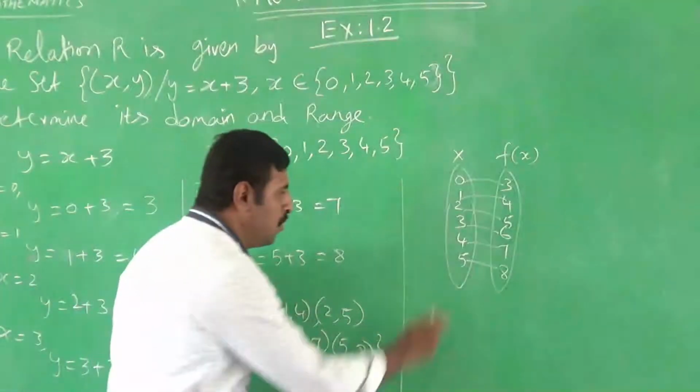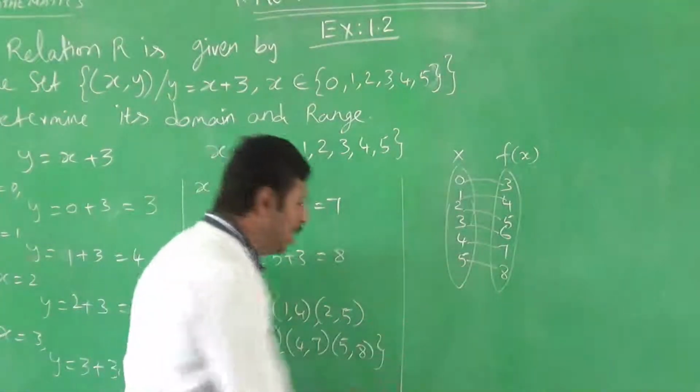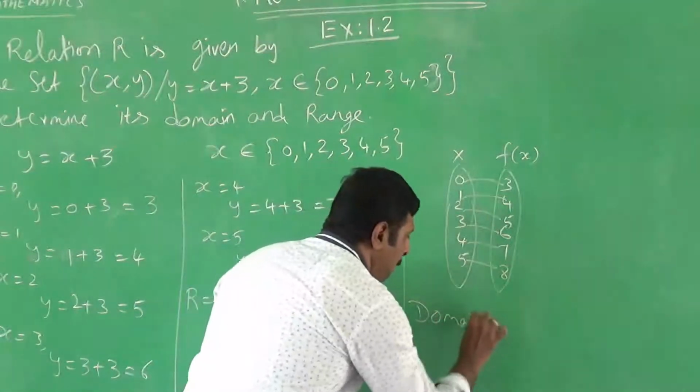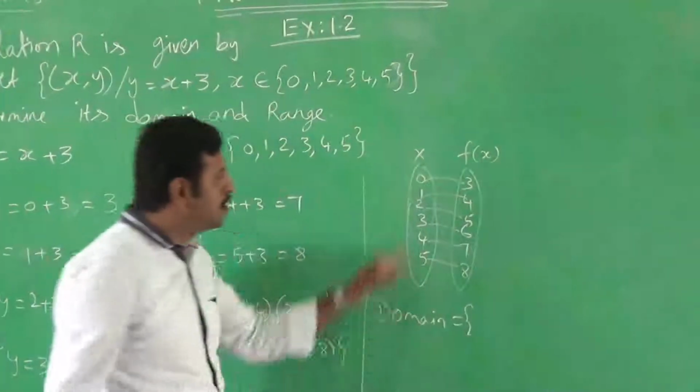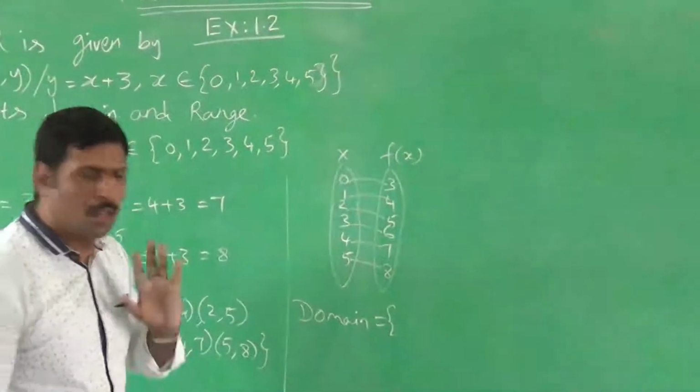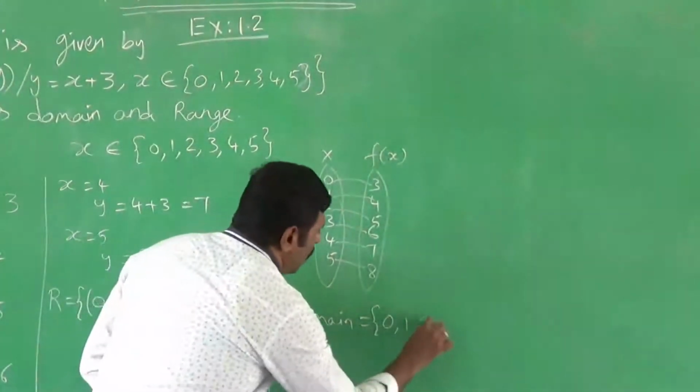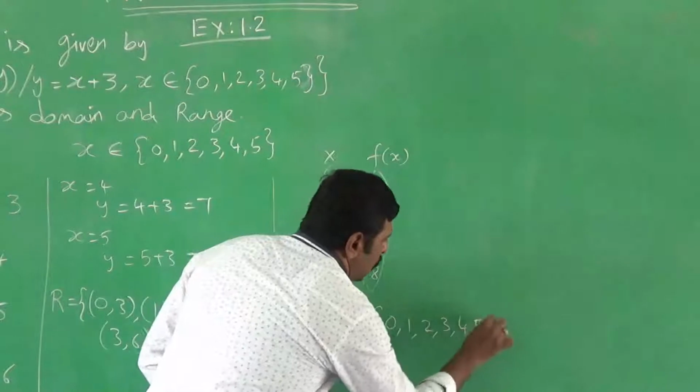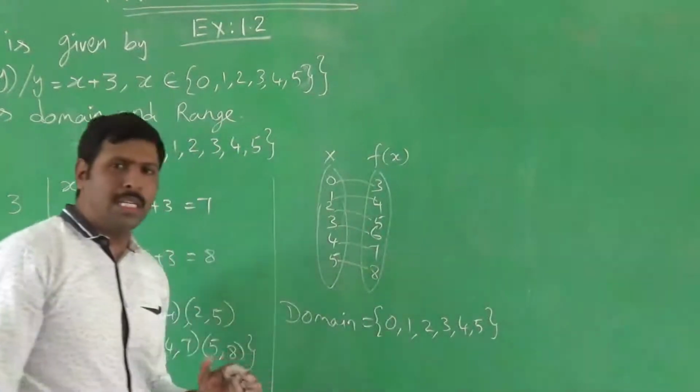The domain is the first set element, it is called the domain. So the domain is equal to the first set element, all the x values are the domain: 0, 1, 2, 3, 4, 5.